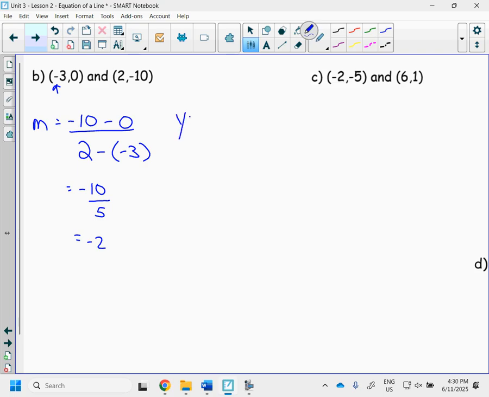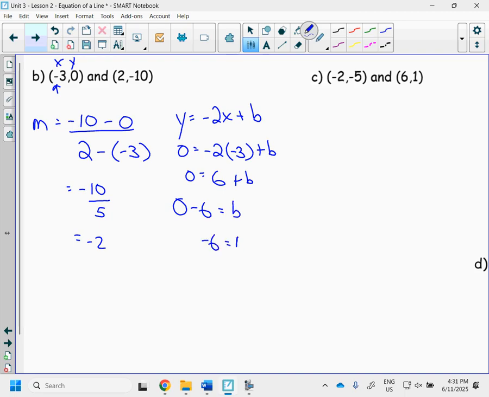So I know y equals mx plus b. I'm going to pick a point. I like this one, it's got smaller numbers. So 0 for y and negative 3 for x. Just be careful with my signs. Get rid of my brackets. 2 times 3 is 6, and 2 negatives make a positive. I have to bring that 6 to the other side by subtracting it. I think b should be negative 6. So my equation is y equals negative 2x minus 6.